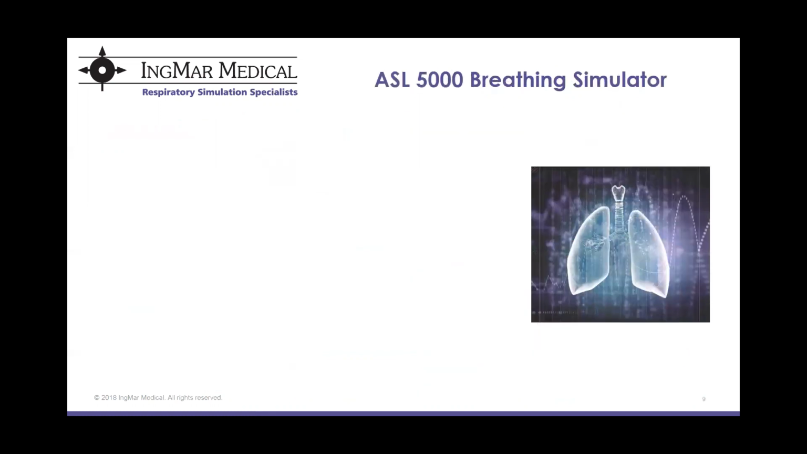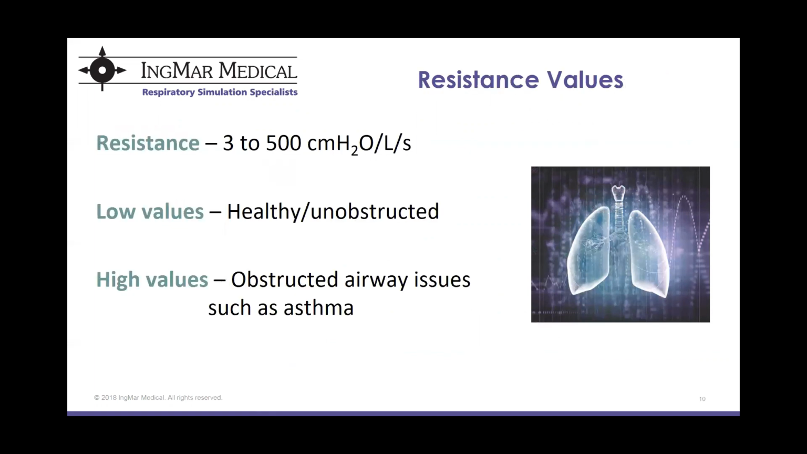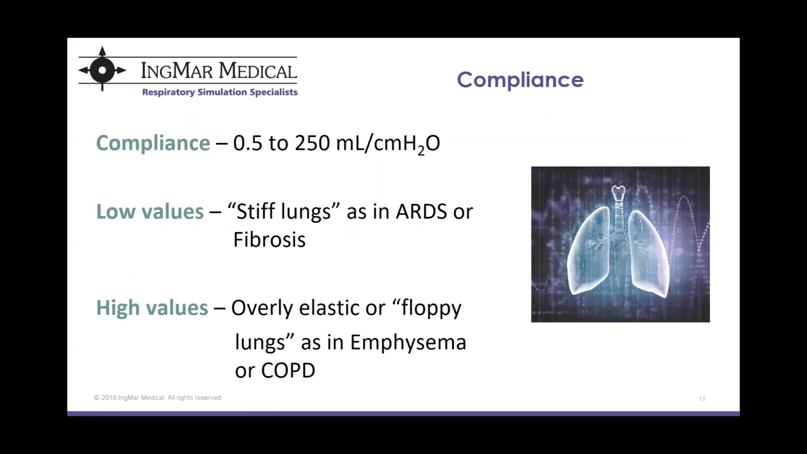The power and versatility of the ASL 5000 comes from its sophisticated control over three main types of parameters, and those would be resistance, compliance, and spontaneous effort. With the ASL 5000, you can select any resistance value from 3 to 500 centimeters of water per liter per second. This range of resistance values represents essentially any condition from a fully healthy airway to one that is severely obstructed.